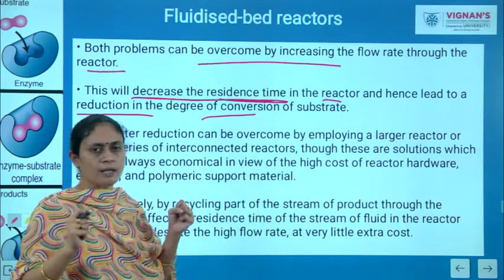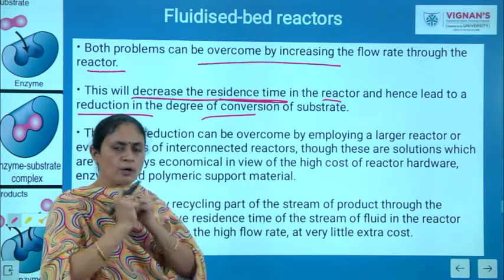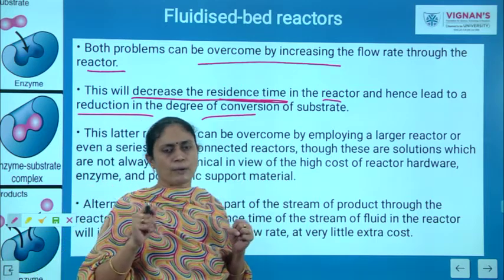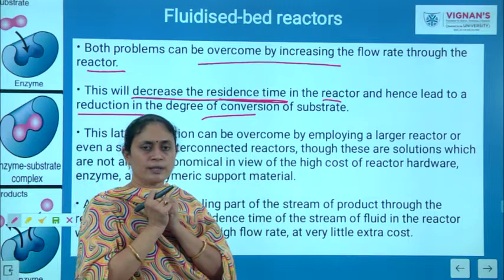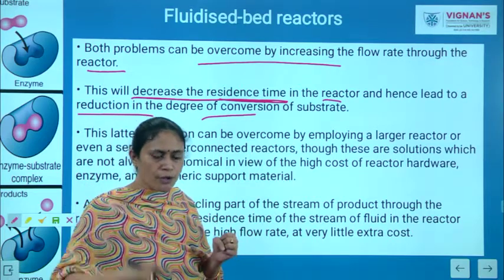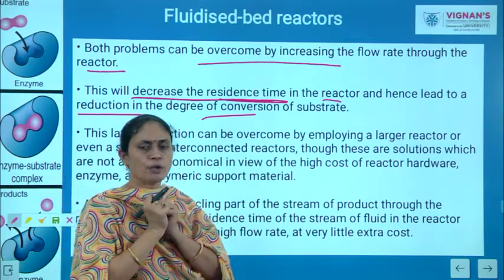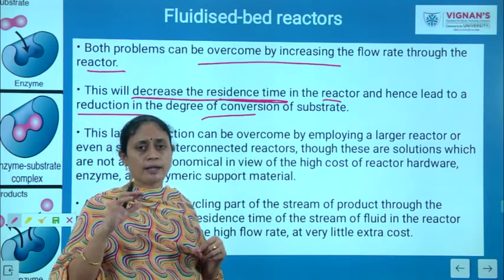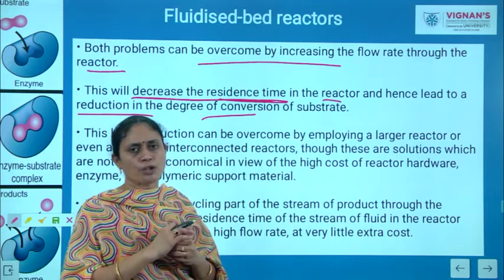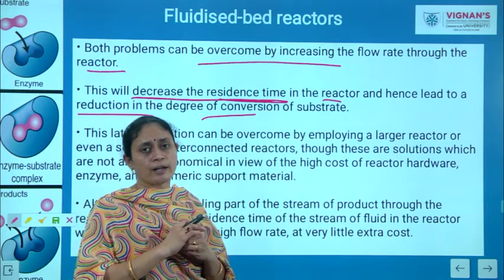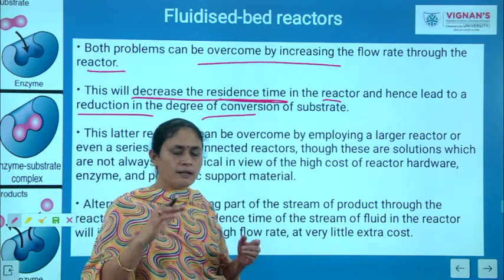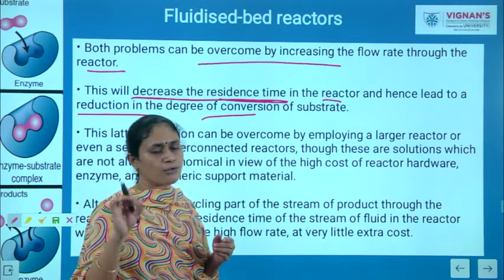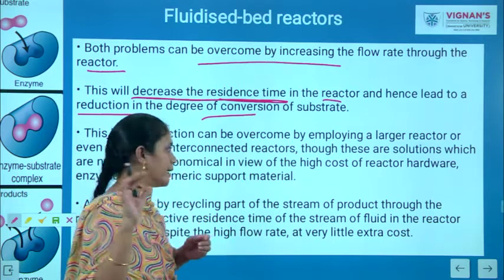See, if your enzyme is not in proper contact with your substrate, as I have told you, in order to form the enzyme substrate complex, the enzyme should be in contact with the substrate for a certain amount of time. If you are increasing the flow rate, the substrate won't be in combination with your enzyme for quite an amount of time. So there might not be proper conversion of your substrate into your product. Thereby, because of this increased flow rate, there is every chance of reduction of your product yield.